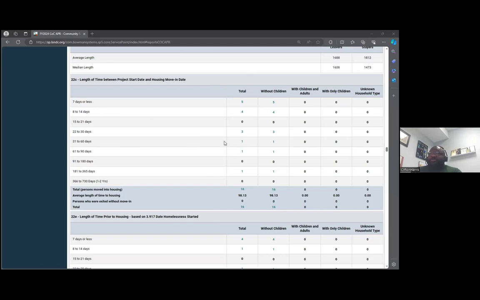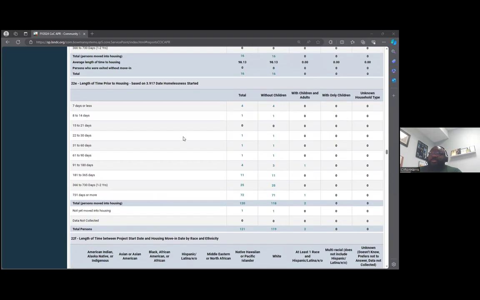Okay, so this is the length of time for project start date and housing move-in date. 22E is the length of time prior to housing based on 3.917, which is the date homeless started, which is the question on the assessment that says the approximate date that this episode started. And I want to make mention that it should be the current episode of homelessness, right?